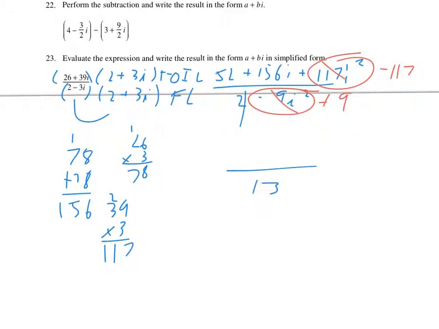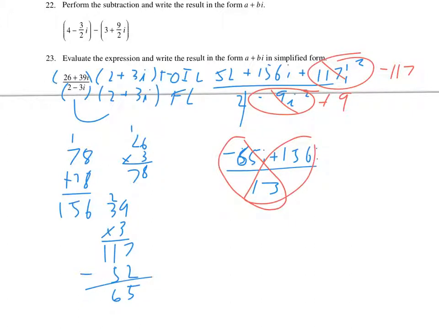So my bottom is going to be 13. On top, I know I have 156i, but I need to do 117 minus 52 to figure out that real part. So it's going to be 65, except it'll be -65, plus 156i. And so now we can reduce these by dividing them both by 13. So 65 divided by 13, I know is 5, so this will be -5. 156 divided by 13 is 12, so plus 12i.